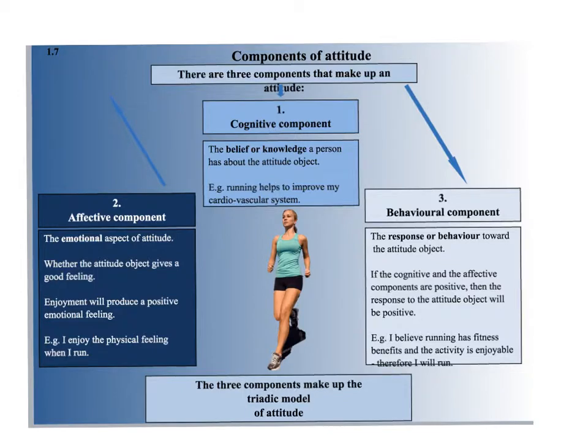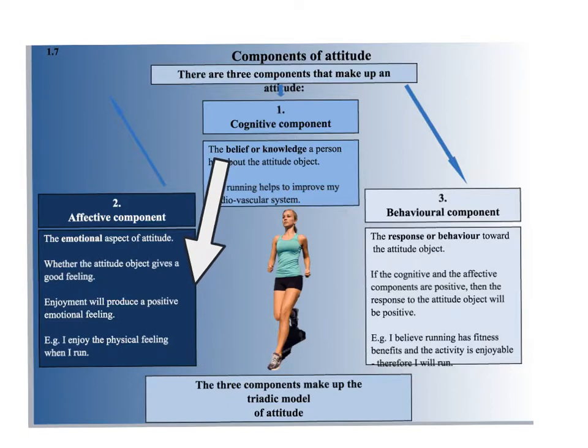Now, this is what we believe in or have the knowledge about the attitude object. But let's use running for example. If you go running, it helps improve my cardiovascular system. So that is the cognitive element in your brain, knowing that if you go for a run, it's going to improve your cardiovascular system. So that's the first part of forming an attitude.